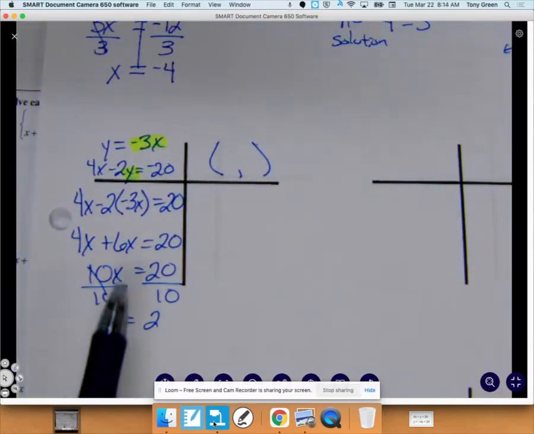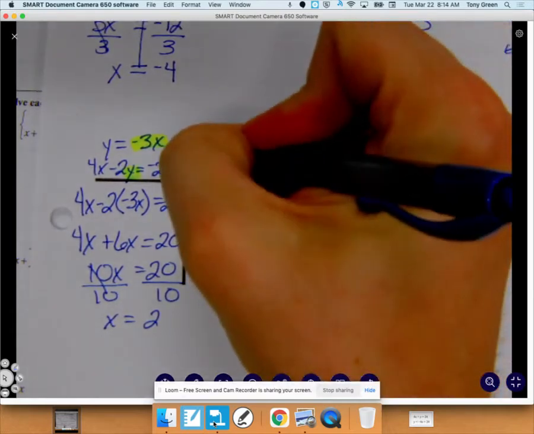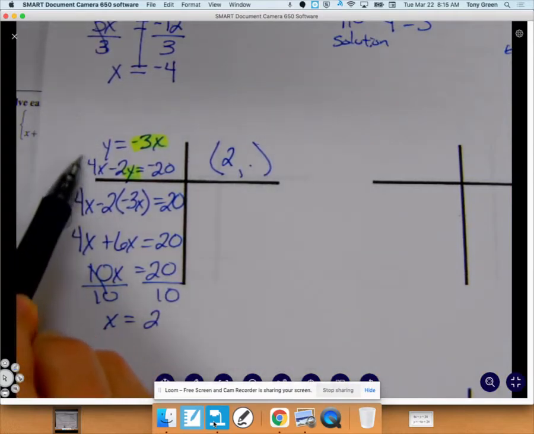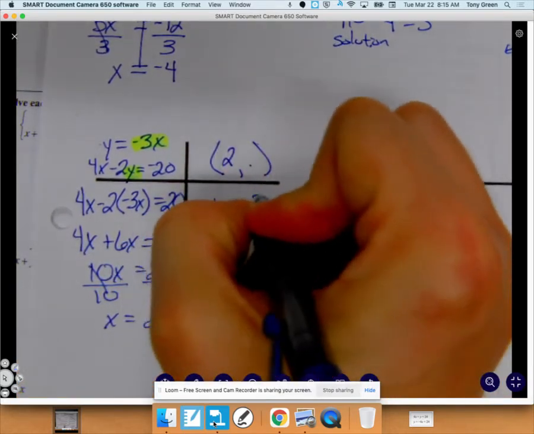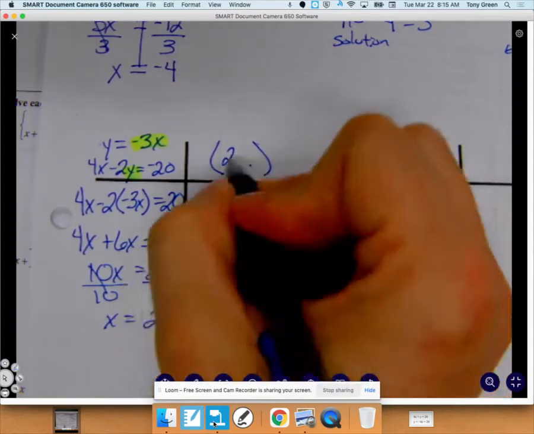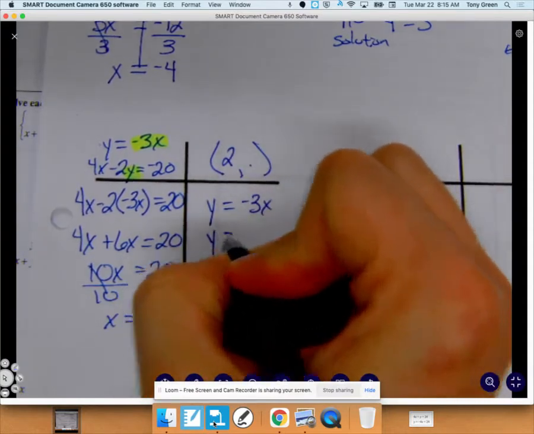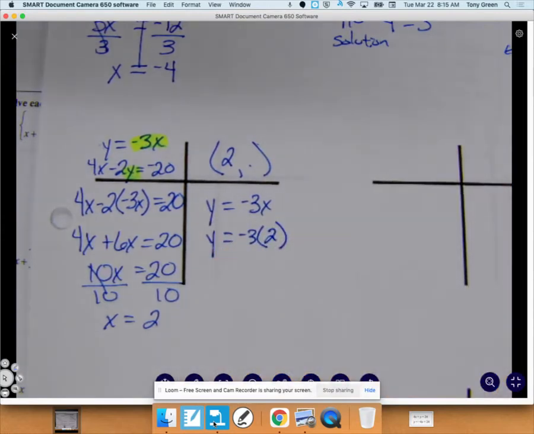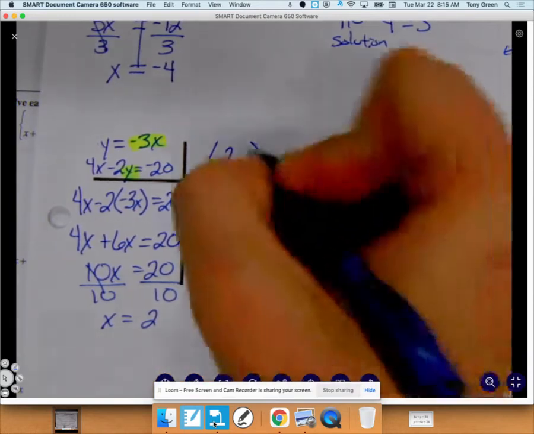Okay, so we solve this equation for x. So x equals 2. So we're going to fill in our answer for x. Now we've got to figure out y. So we're going to look at both of our equations and use whichever one is easier for us to solve for y. That's obviously going to be the top equation because y is already by itself. So y equals negative 3x. Now, we have a clue as to what to do next. We have 2 for x. So instead of writing x, we're going to substitute that 2. Okay, so y equals negative 3 times 2 is negative 6.